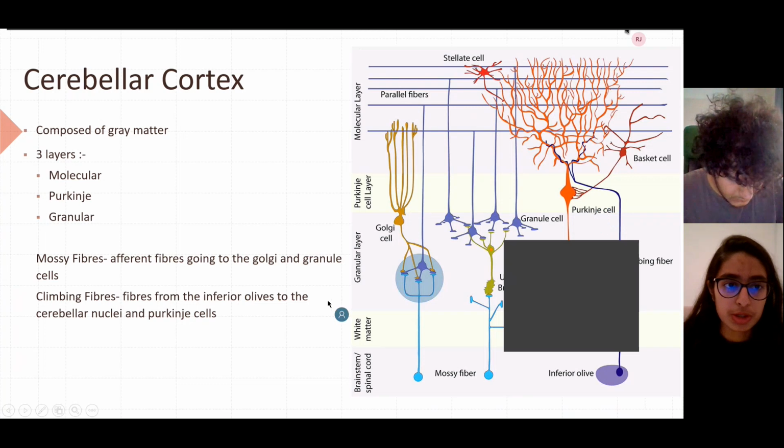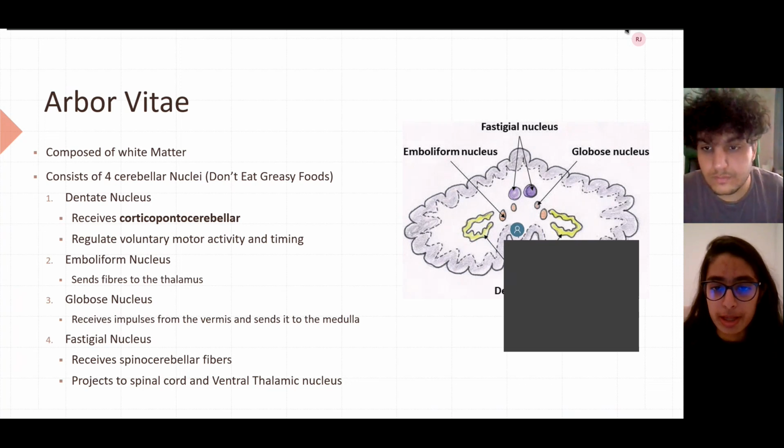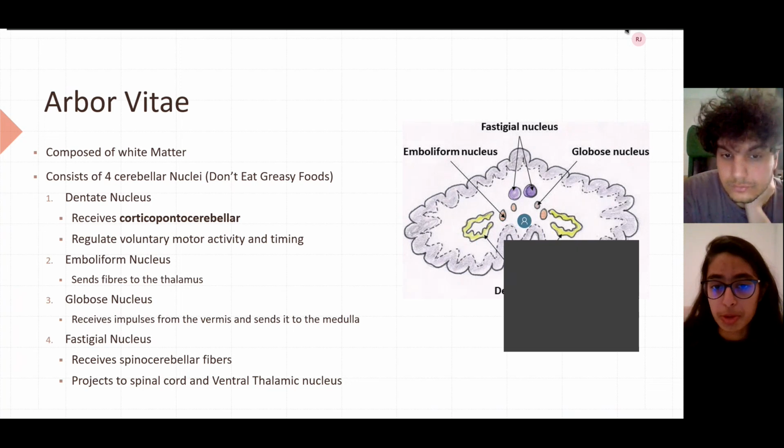Now let's go to the next layer, the arbor vitae, which is your white matter layer. This is where you have your four cerebellar nuclei. We have the dentate, which is the largest one and the most lateral one. So this would correspond to your lateral zones. We have the emboliform and the globose. These correspond to your intermediate zones. And then we have the fastigial in the middle, which corresponds to your vermis.